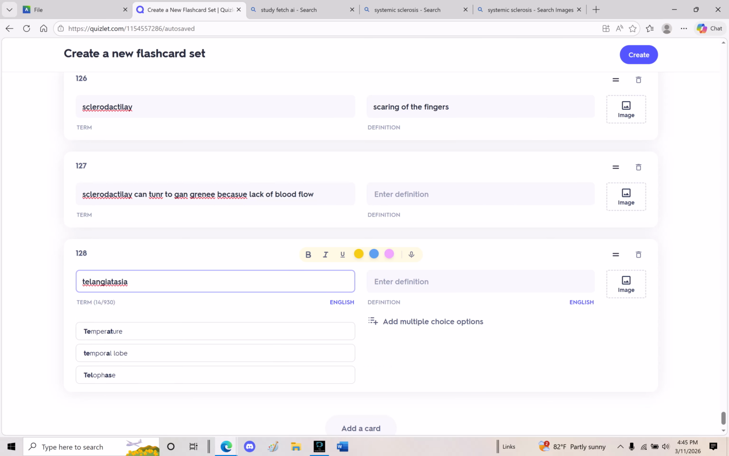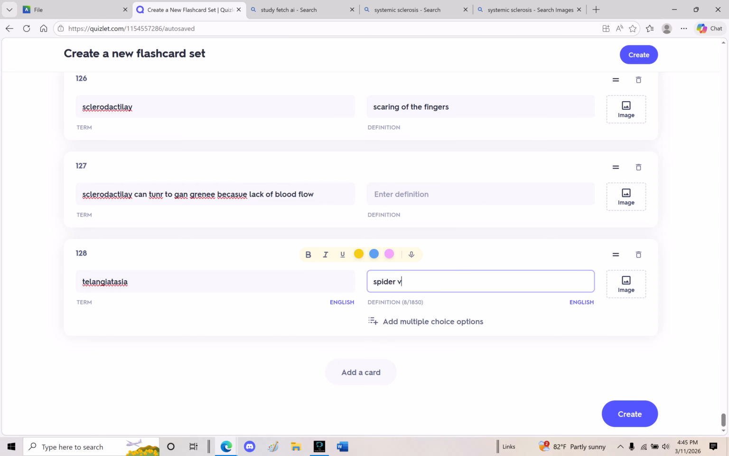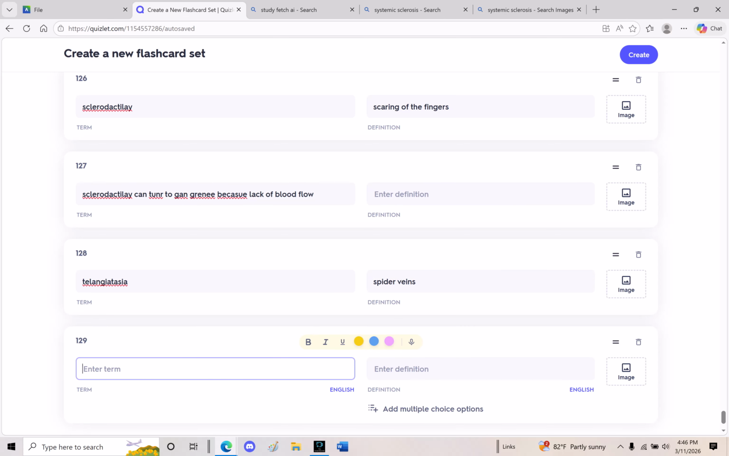And then telangiectasia, which is spider veins. So think of a little spider web. Now imagine if that were blood vessels. Like I said, the most important thing you need to think about is mask-like and claw-like hands that develop during scleroderma.